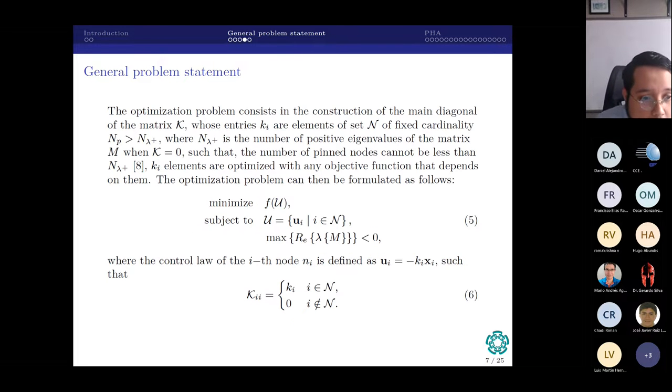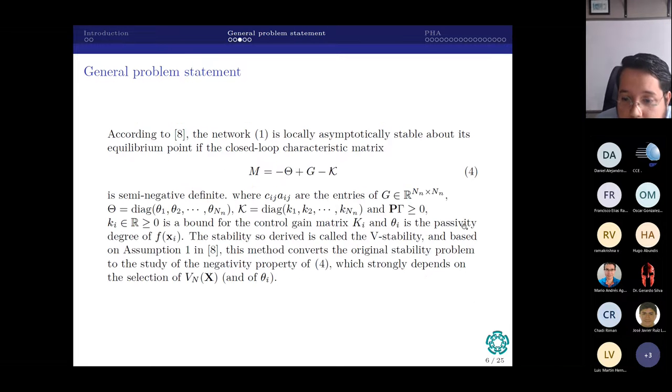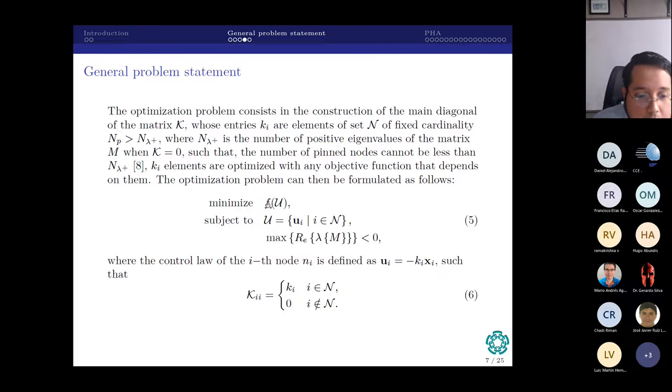Okay, the optimization problem. The optimization problem consists in the construction of the main diagonal of the matrix K, or determining if this matrix is semi-negative or semi-positive. For example, minimize the objective function. This objective function necessarily depends on the pinning node control set, subject to this inequation, the max eigenvalue of the matrix M. The optimization problem is then formulated as follows.